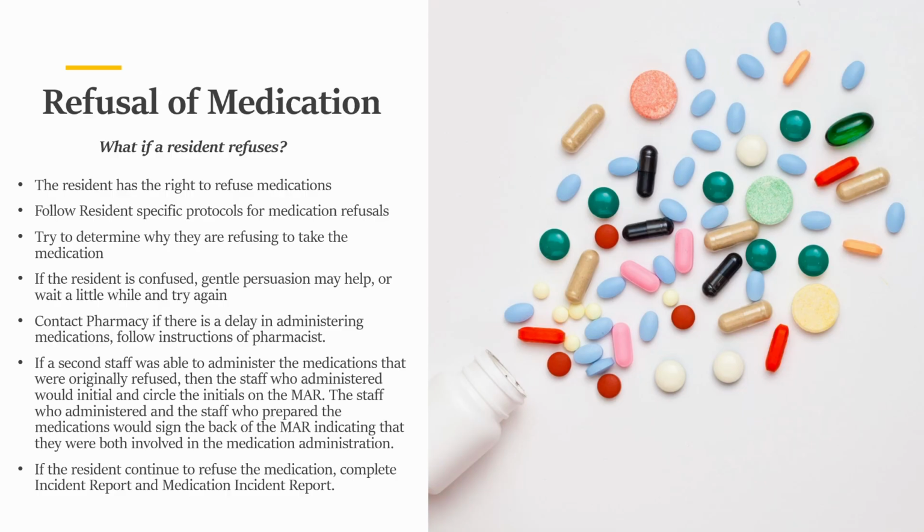Follow instructions of pharmacist. If a second staff was able to administer the medications that were originally refused, then the staff who administered would initial and circle the initials on the MAR. The staff who administered and the staff who prepared the medications would sign the back of the MAR, indicating that they were both involved in the medication administration. If a resident continues to refuse the medication, complete an incident report and medication incident report.